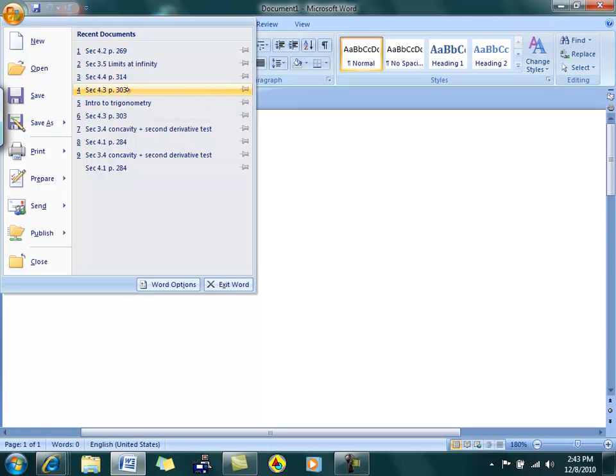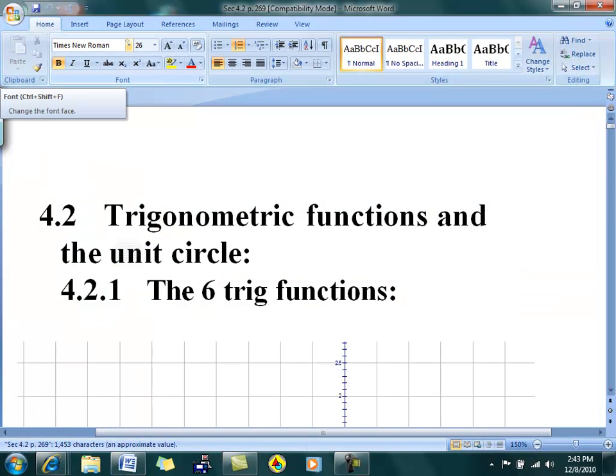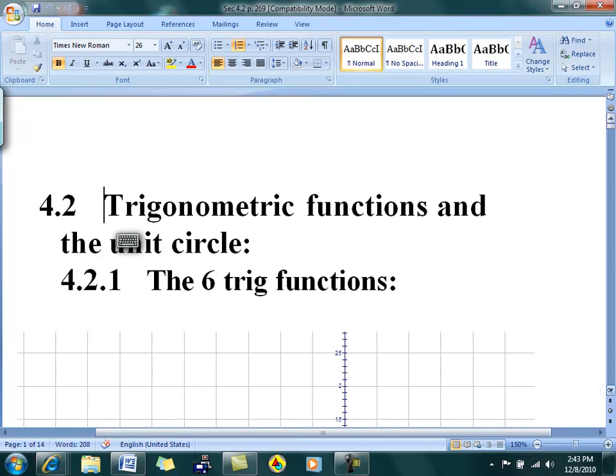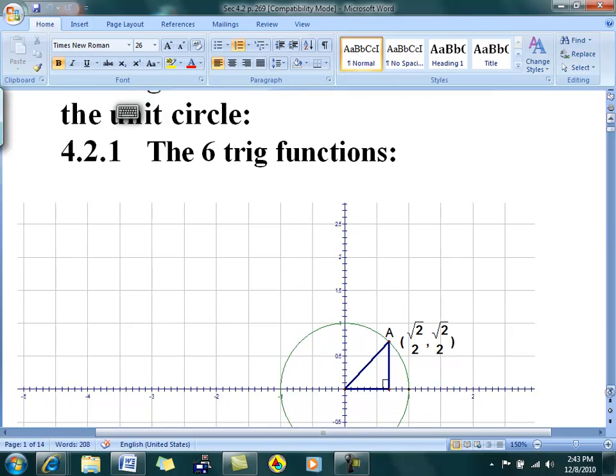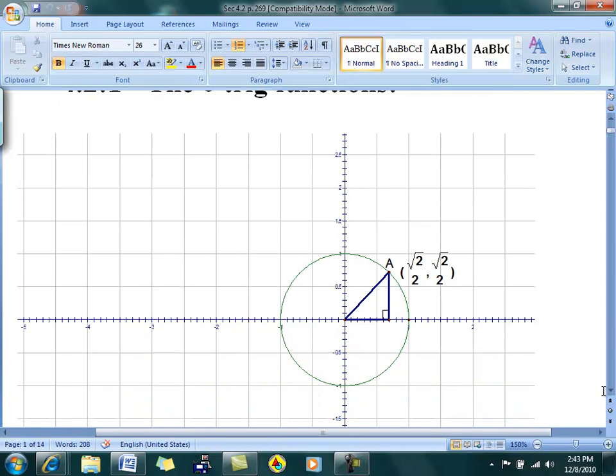Okay, so I am doing 4.2, and what we're going to start out with is trig functions on a unit circle. If you take a look at this example I have up here, you've got a point A whose x-coordinate is root 2 over 2, comma, y-coordinate is root 2 over 2, and it's on a unit circle, meaning that the radius is 1. Okay, the radius of that circle is 1.